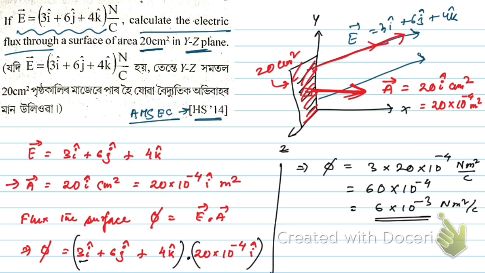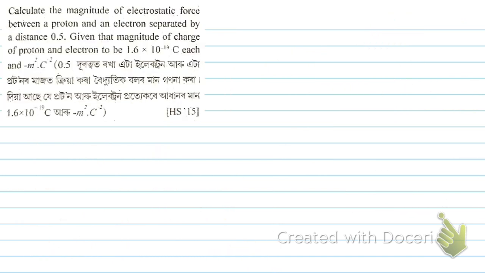Now let's move on to the next question. Here you see, this is the next question. Calculate the magnitude of electrostatic force between a proton and electron separated by a distance of 0.5, there should be a unit. There must be a printing mistake, so let me take this unit as centimeter.